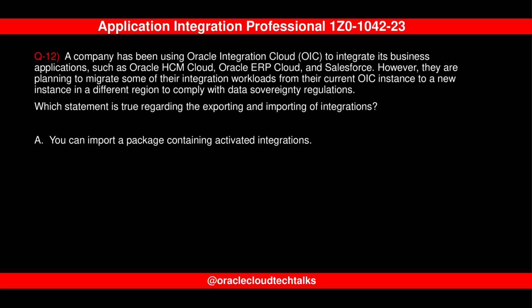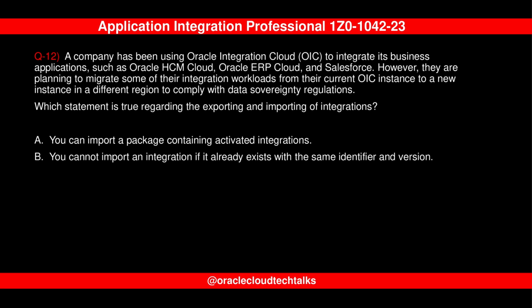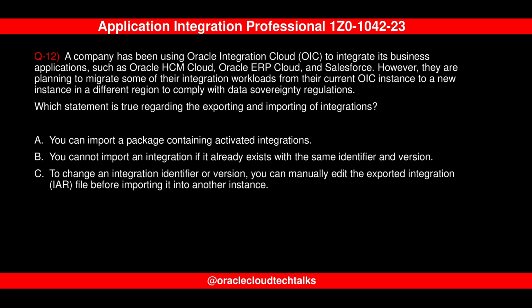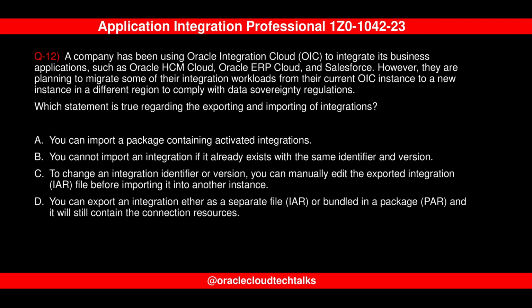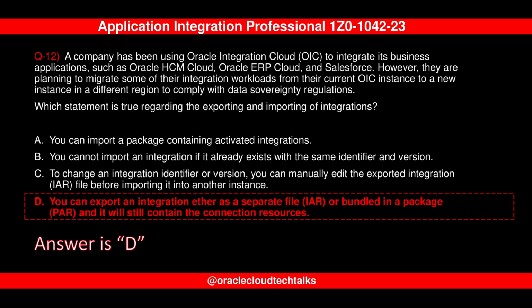A. You can import a package containing activated integrations. B. You cannot import an integration if it already exists with the same identifier and version. C. To change an integration identifier or version, you can manually edit the exported integration (IAR) file before importing it into another instance. D. You can export an integration either as a separate file, IAR, or bundled in a package, PAR, and it will still contain the connection resources. Answer is D.